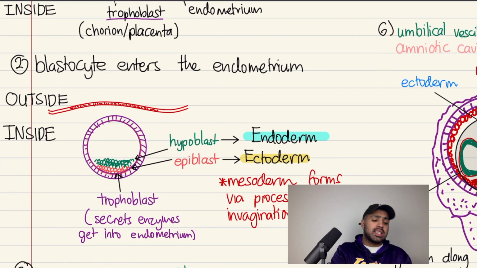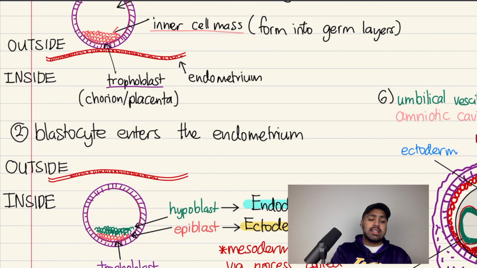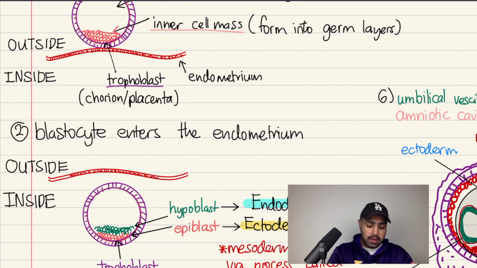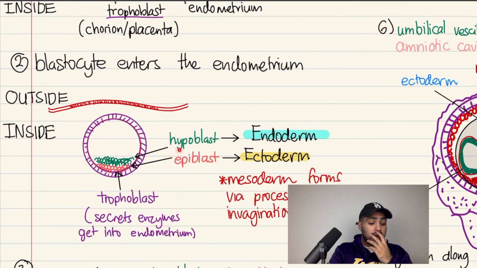So the next thing that happens is the blastocyst is going to enter the endometrium. It's physically entering it, so for it to physically enter, it obviously has to penetrate through. And how that happens essentially is through the trophoblast. The trophoblast is going to secrete enzymes that are going to allow the blastocyst to get into the endometrium. So the next step we have over here is the inner cell mass is going to further develop into two different types. So we have the hypoblast and the epiblast.